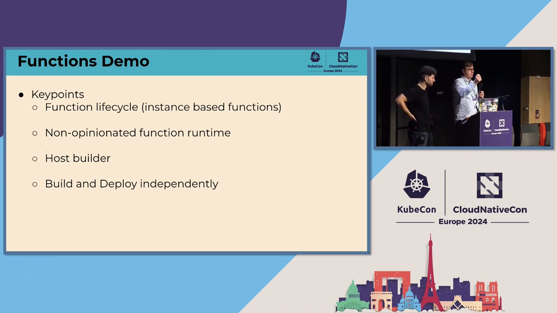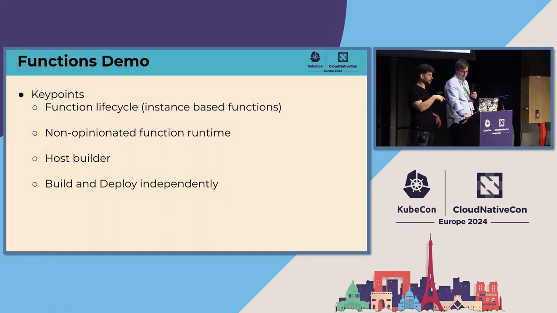which means you're not pulling in any third-party dependencies in order to run the function. We use the host builder, but there's also buildpacks and source-to-image, and we have a build and deploy that you can do independently. So if you want to take your function but not run on Knative serving, it's possible. And you can deploy it anywhere you want.